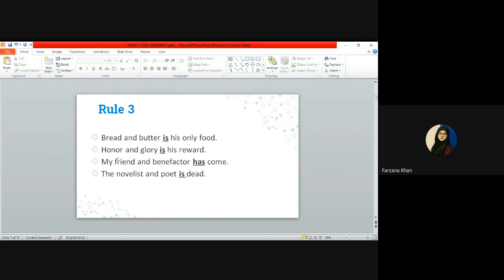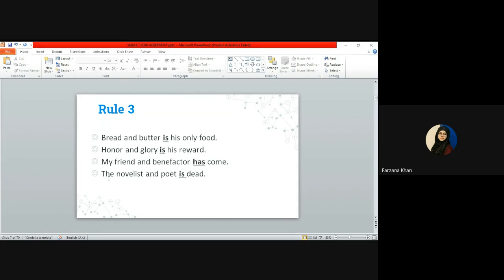And again, another example you can see, my friend and benefactor has come. Here, the writer has not said that my friend and benefactor are two different persons. He is basically using benefactor for his friend. So basically, his friend has arrived. He is using benefactor for describing his friend. So two singular nouns have been used for one idea, for one friend. That's why there is the singular verb has.